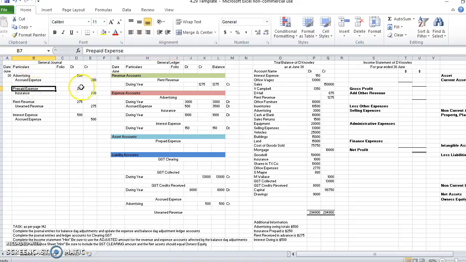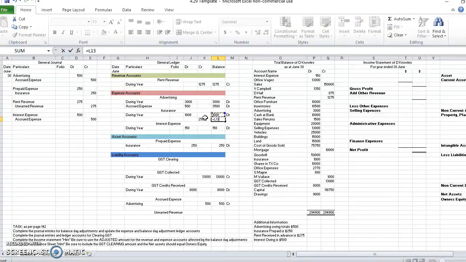The next one, prepaid expense, has been debited for $250. So you go to prepaid expense, you go to debit $250. And we write the opposing account, which was insurance. The next one, insurance, has been credited for $250. So you go to insurance, credit $250. If it was previously a debit, we minus any credits, and we're left with our debit amount, and the opposing account was prepaid expense.